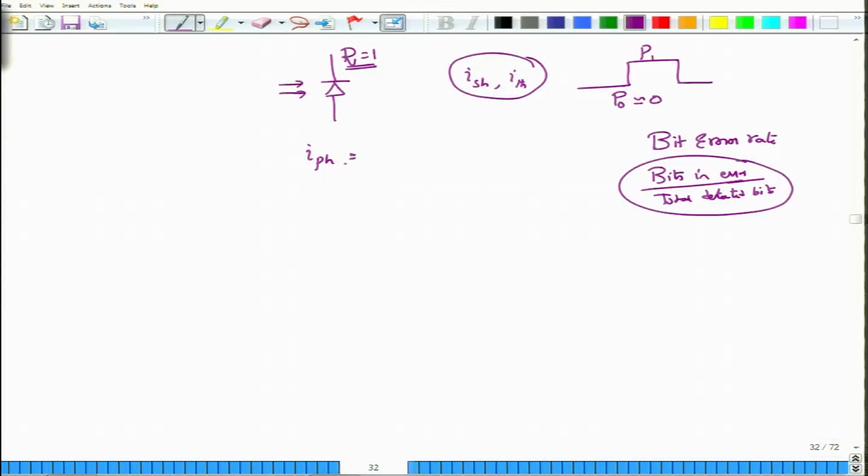The output photocurrent would therefore be of two types. So, when you send in a bit 0, you have I_PH0. This is my notation to tell you that the current that you have obtained through the photodetector is when I have launched bit 0, and this will be I_SH plus I_TH. What is I_SH's variance? I_SH is a 0 mean process, or assumed to be 0 mean, and I_SH squared, the variance of the shot noise, will be given by 2q times the average photocurrent I_PH times B_E, B_E being the electrical bandwidth that we are employing.